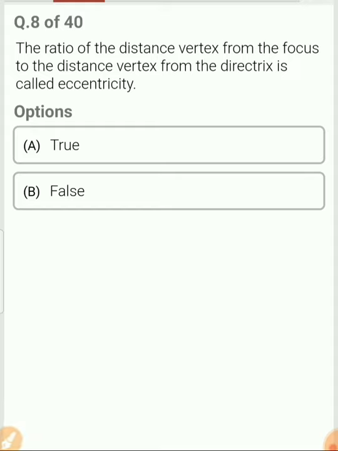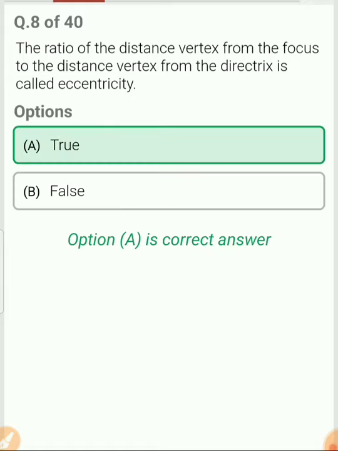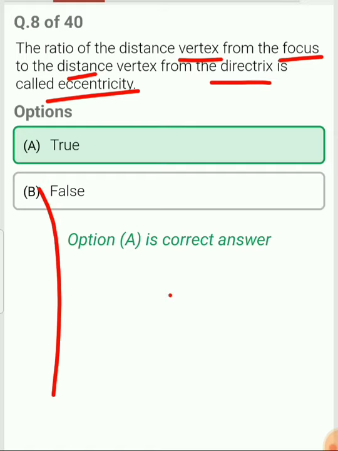The ratio of the distance of a point from the focus to the distance of the point from the directrix is called eccentricity. This is the definition of eccentricity. To understand this, consider a directrix and a focus. So this is a focus point, and this straight line is called the directrix.